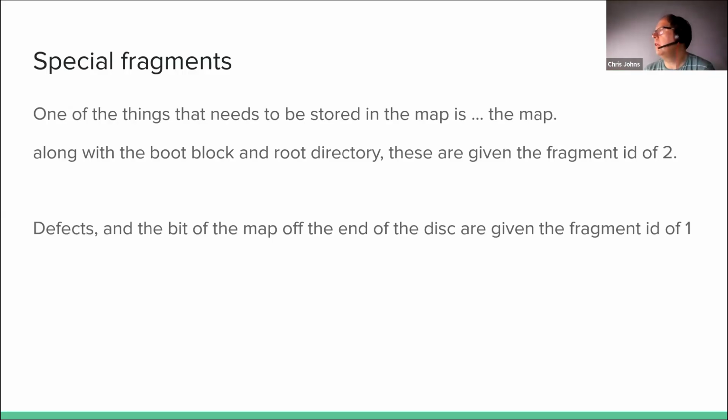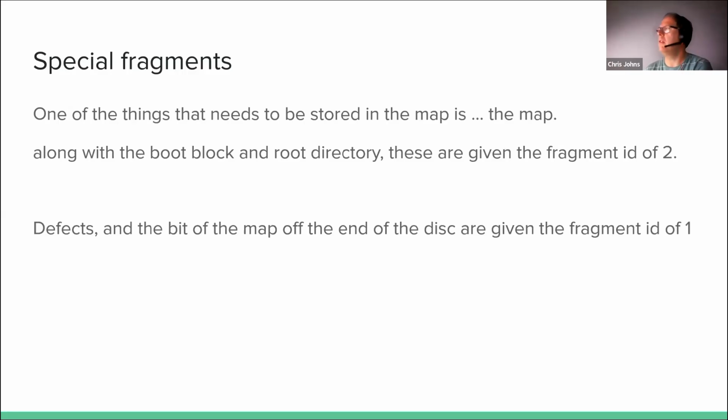And the defects, and the slightly confusing bit of the map off the end of the disk, are given an ID of 1 on the map. Basically, defects are listed in the map, so we just don't try to write to them. But this means you can add to the defects after you've formatted the disk. So the bit of the map off the end of the disk is where the zones you've created are described. So maybe you've got 5 zones for your disk.